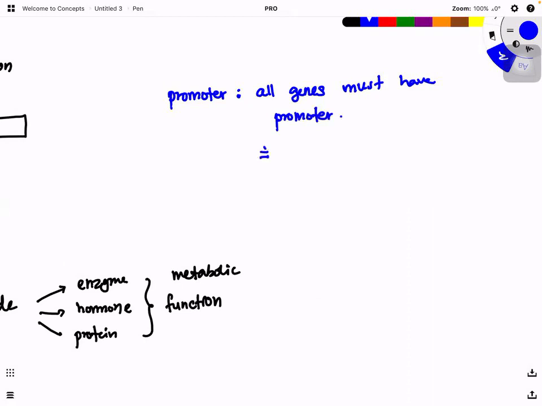So what is the function of promoter? Promoter actually, if you still remember in the protein synthesis, we always learn about RNA polymerase. RNA polymerase is the one that initiates what? Transcription. Okay, initiate transcription. But how does the RNA polymerase know which gene to initiate, which gene don't? So it depends on the promoter.